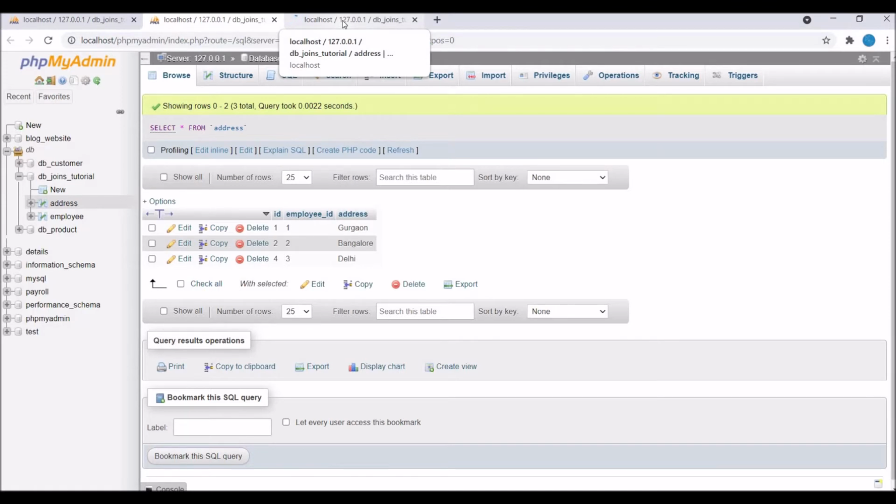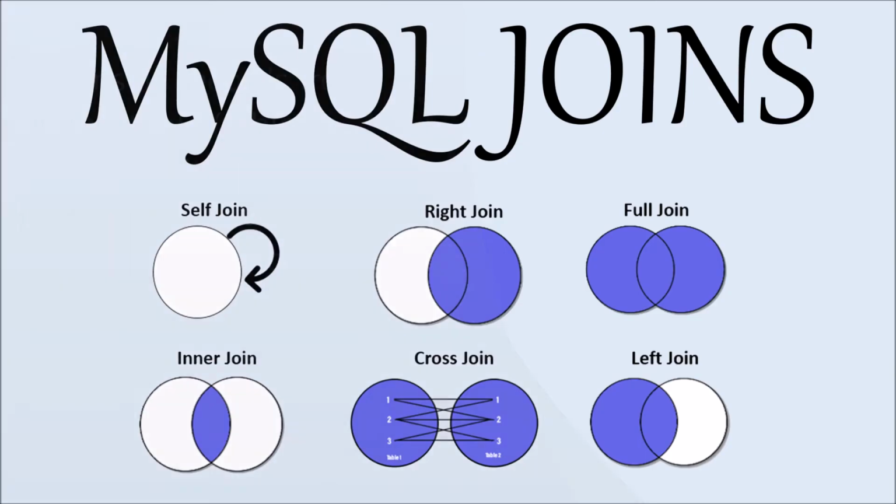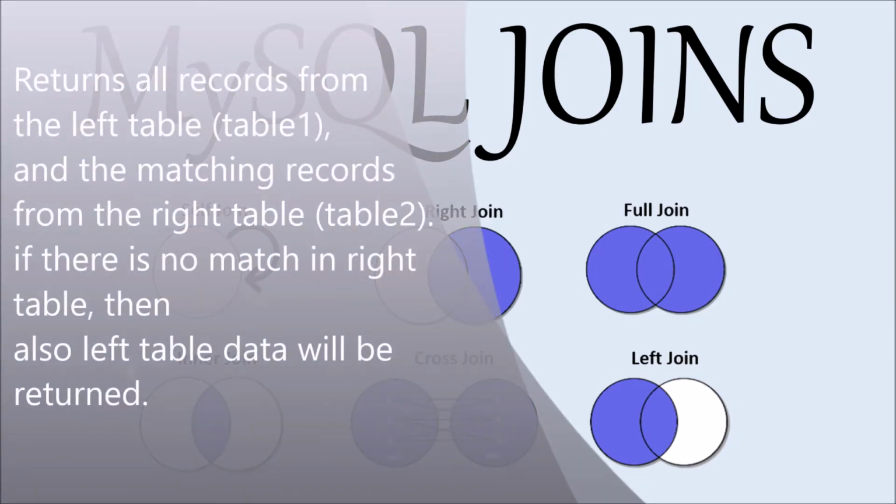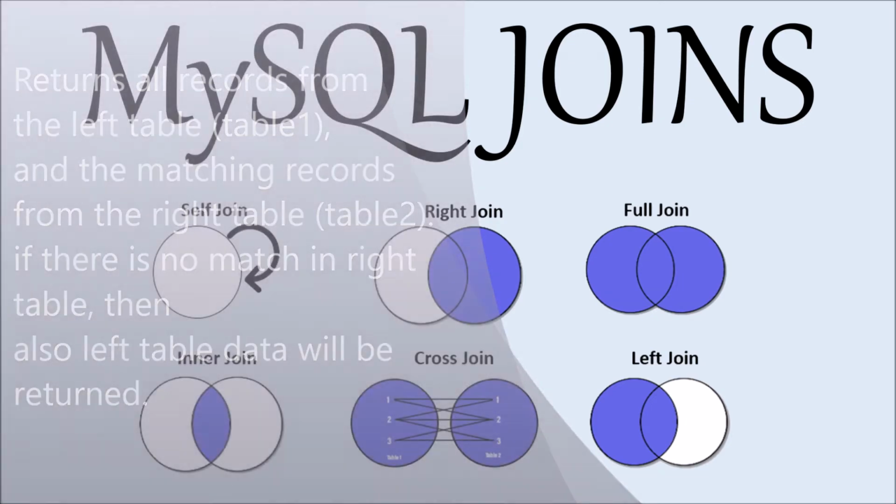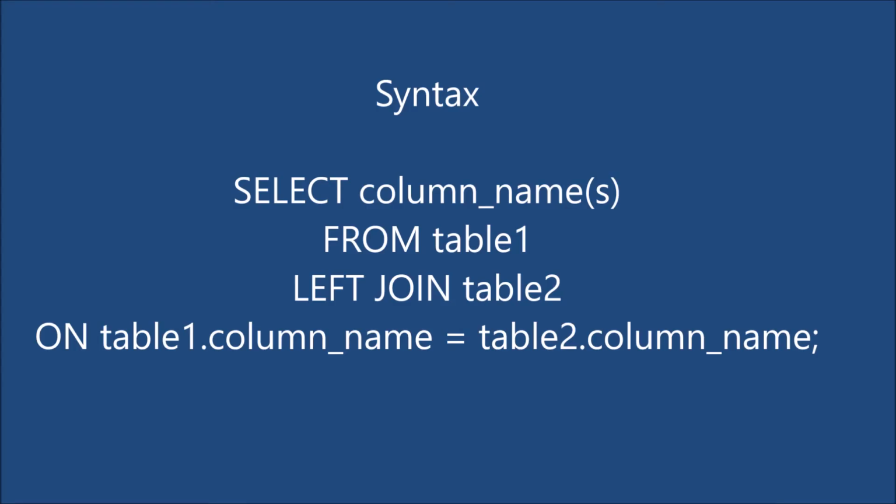Let me tell you exactly what left join does. It basically returns all the records from the left table and the matching records from the right table. If there is no match in the right table, then all the left table data will be returned. Now let me show you the syntax for it. You can see from table 1 left join table 2, and the on condition is table 1 dot column name equals table 2 dot column name. This column name will be the same in table 1 and table 2. Now let me show you in practical.